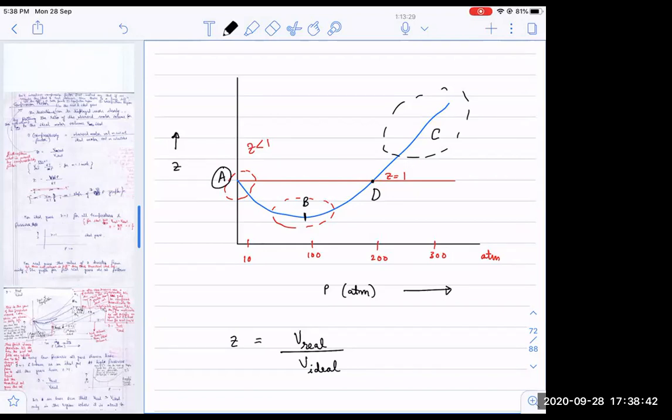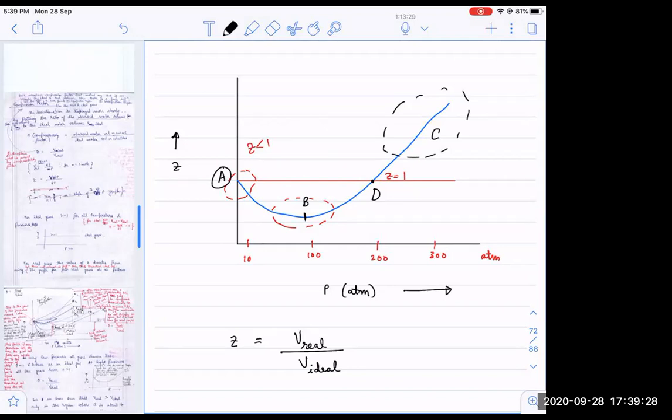Yes. Anyone? Yeah, Nikhil, what do you think? Sir, I think because as the pressure increases, then the... Yes, you have to think what will happen to the real volume and what will happen to the ideal volume when the pressure is increasing. They behave a lot differently, V real and V ideal.